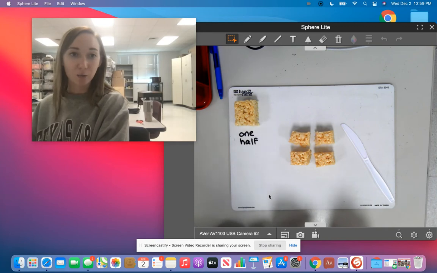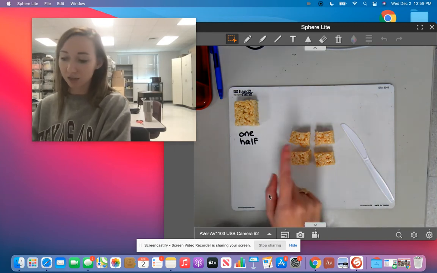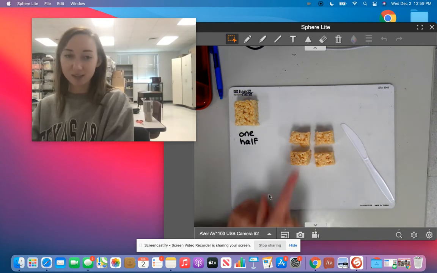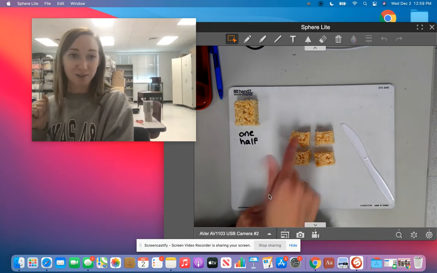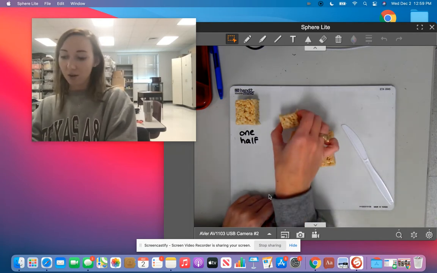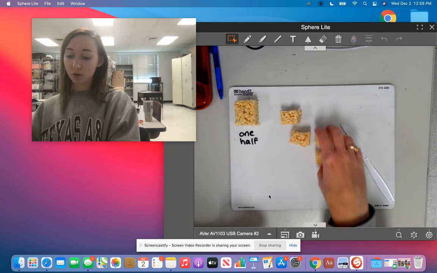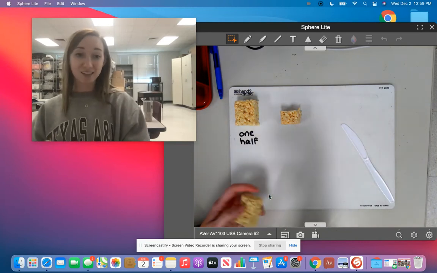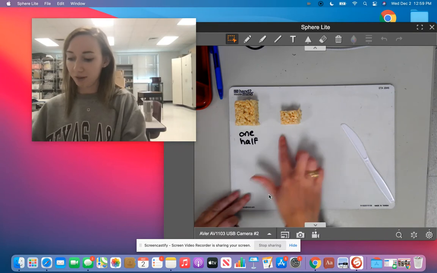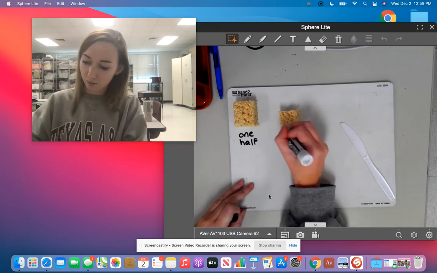So now I've got 4 equal pieces, which means that these are each 1/4. This is 1/4. This is 1/4. This is 1/4. And what is this? Also 1/4. Okay, so I'm going to take one of these just to show that if you chose 1/4, that's exactly how much of a Rice Krispie treat you are going to get. So we're going to label that as 1/4.